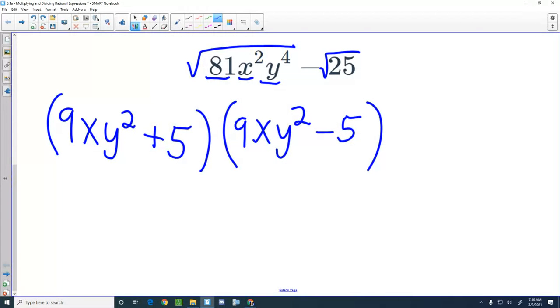By the way, the order that you put these doesn't matter. I could have the subtraction first and the addition second. That won't make a difference because we're multiplying, and order doesn't matter for multiplication, except with matrices.